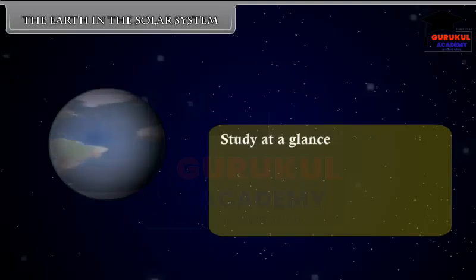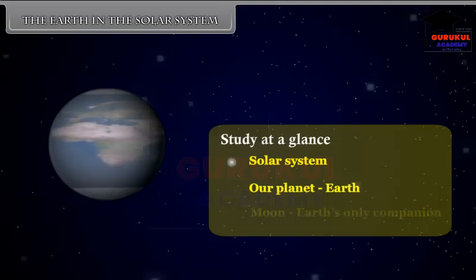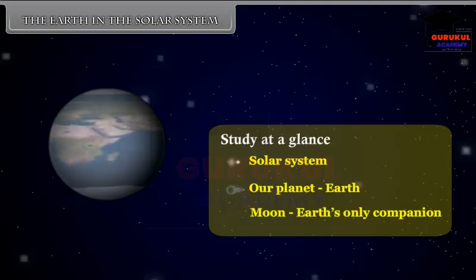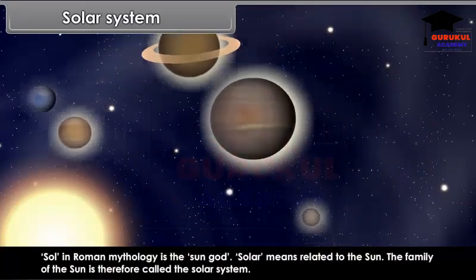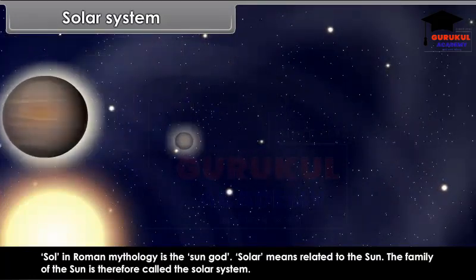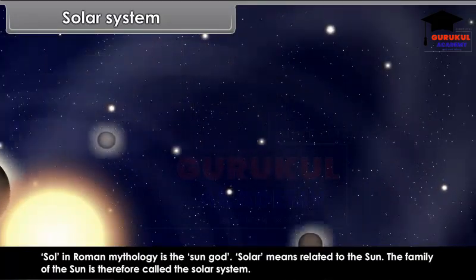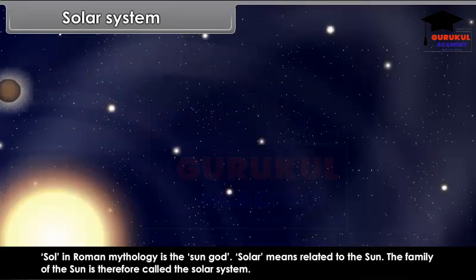Study at a glance: Solar system, our planet Earth, Moon, Earth's only companion. Solar system. Sol in Roman mythology is the sun god. Solar means related to the sun. The family of the sun is therefore called the solar system.